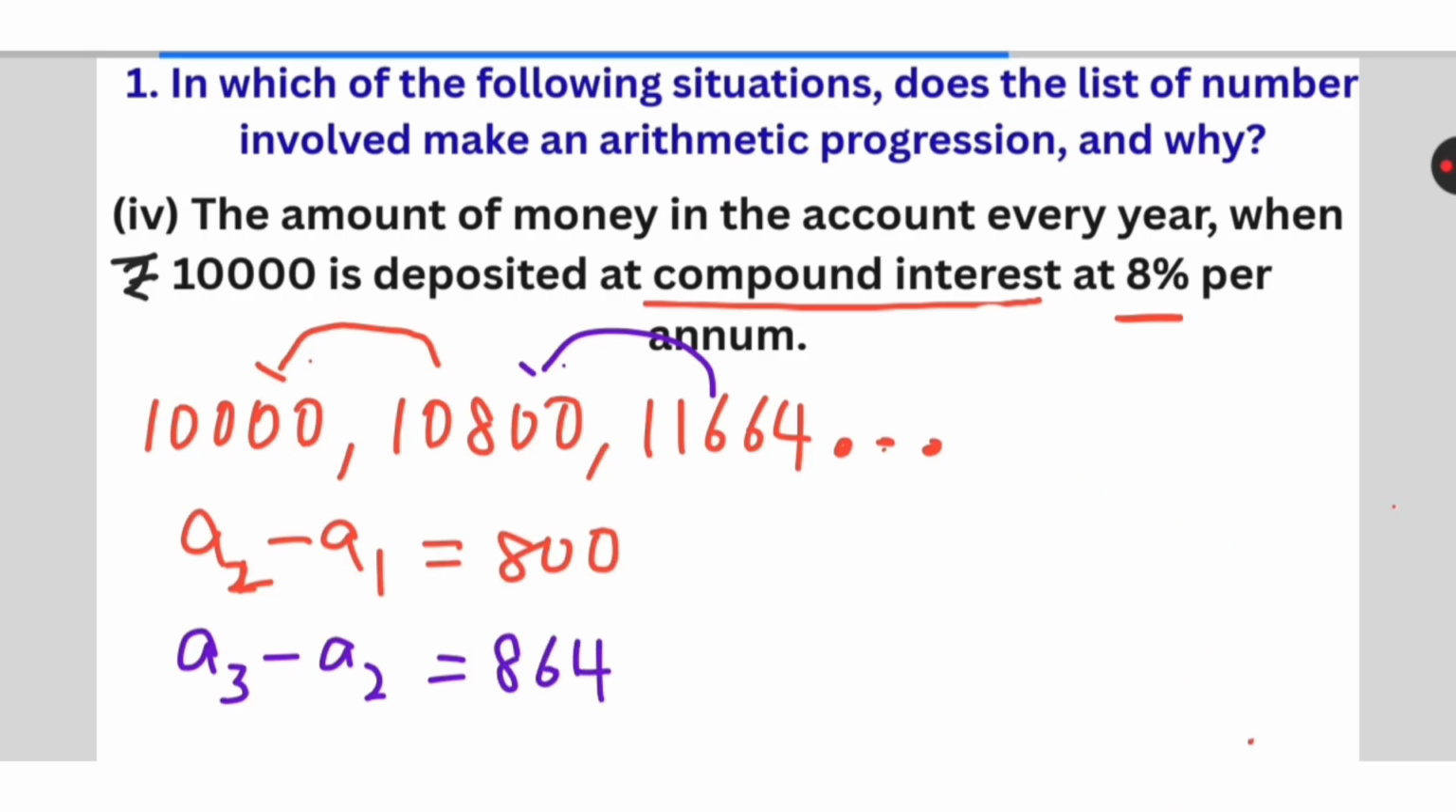So when you do A2 minus A1, the difference is 800. When you do A3 minus A2, the difference is 864. So these two are not equal. That's why the answer is no. It does not form an arithmetic progression because the difference between consecutive terms is not constant.